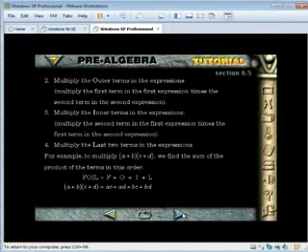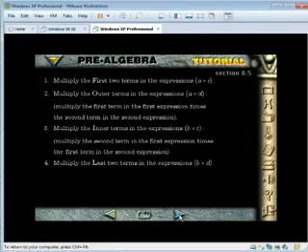For example, to multiply a plus b times c plus d, we find the sum of the product of the terms in this order. FOIL equals F plus O plus I plus L. A plus b times c plus d equals a times c plus a times d plus b times c plus b times d. 1. Multiply the first two terms in the expressions, a times c.